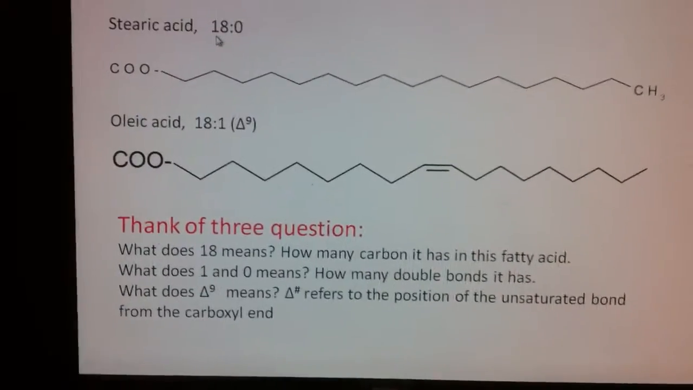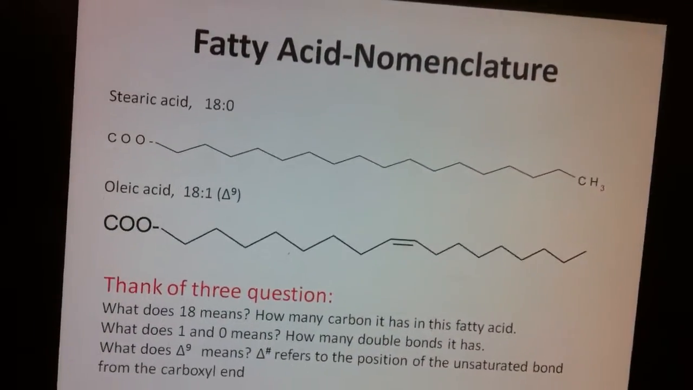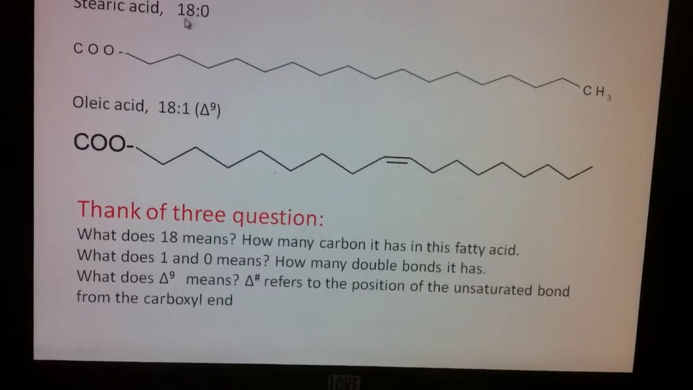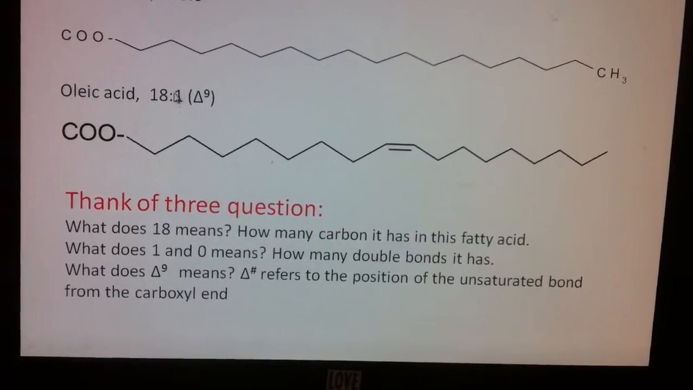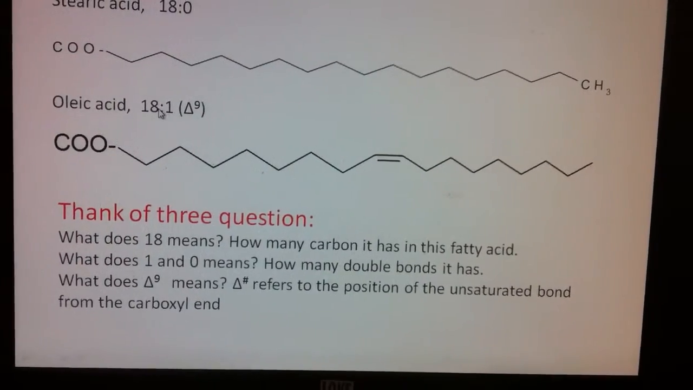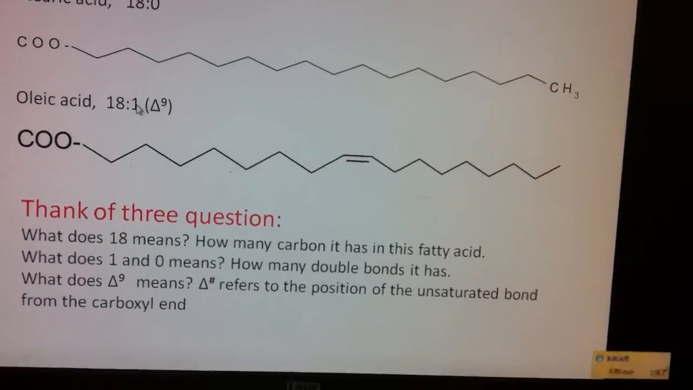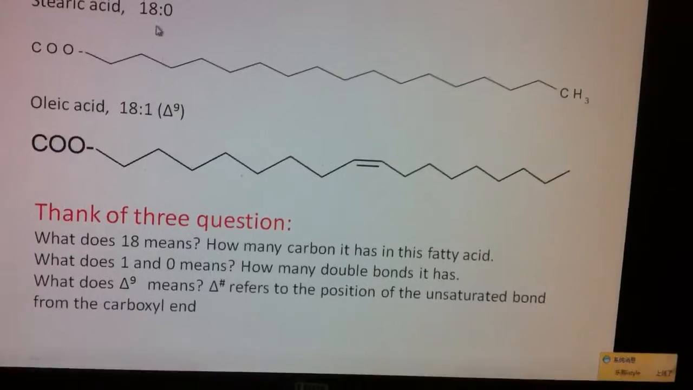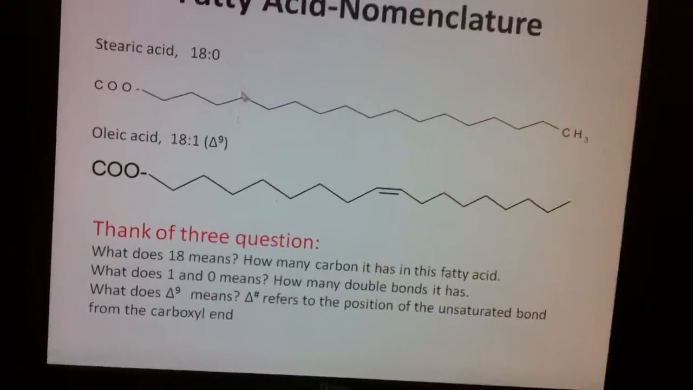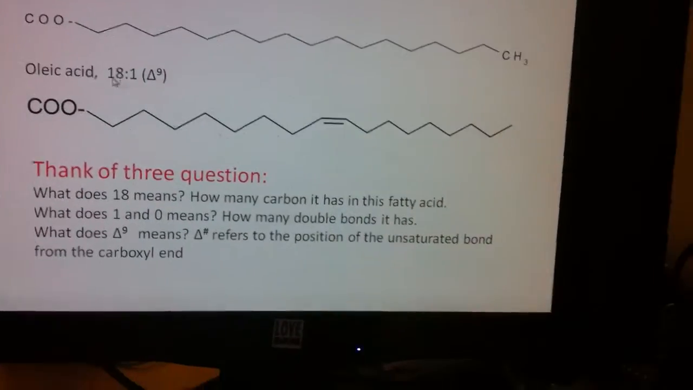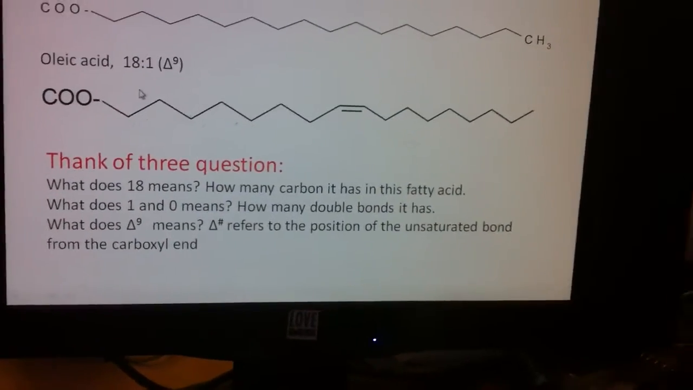So I can repeat again. It's a little confused, I think. The 18 indicates how many carbons are in the structure, and the number following it, the 0, indicates how many double bonds are in the structure. If it has no double bonds, we just write 0. If it has 2, we write 2. If it has 3, we write 3, right?